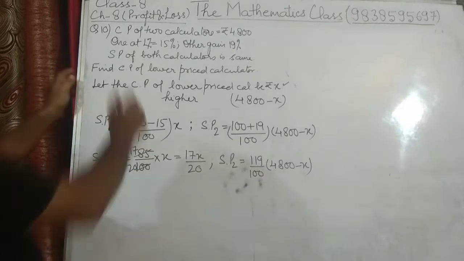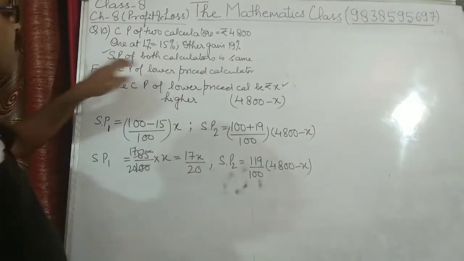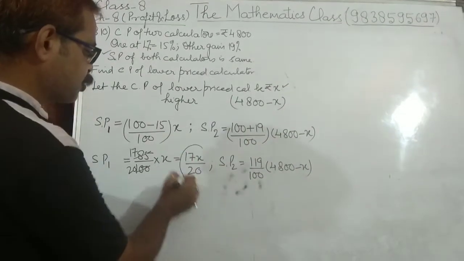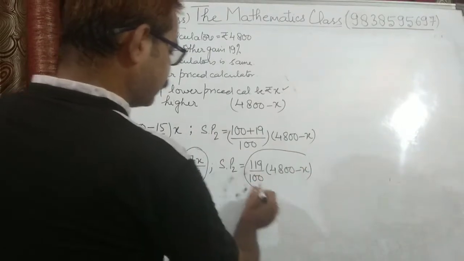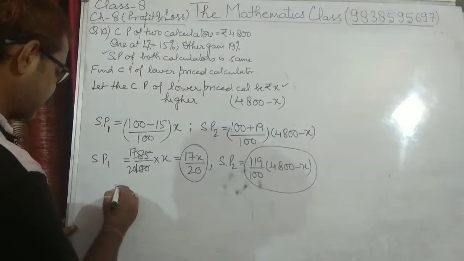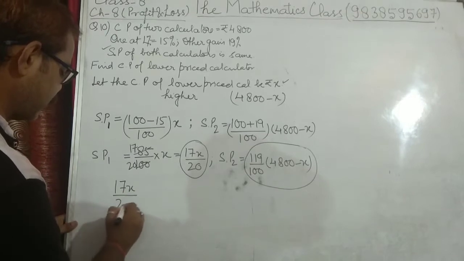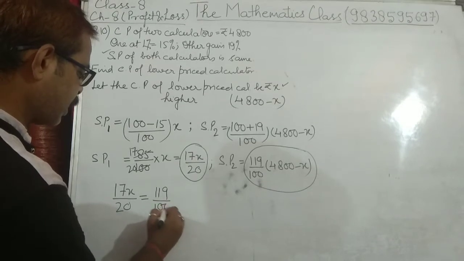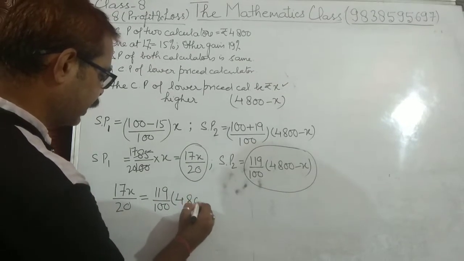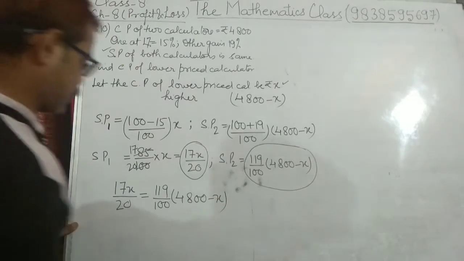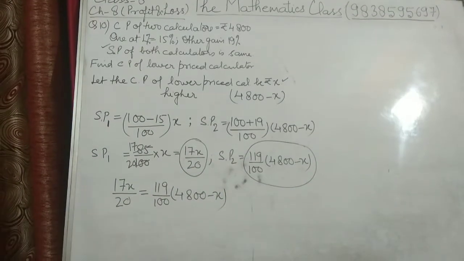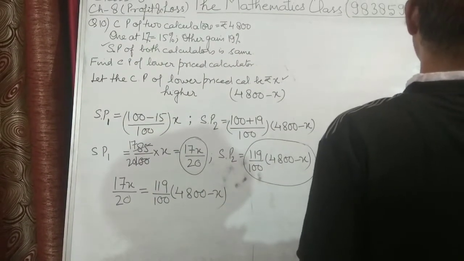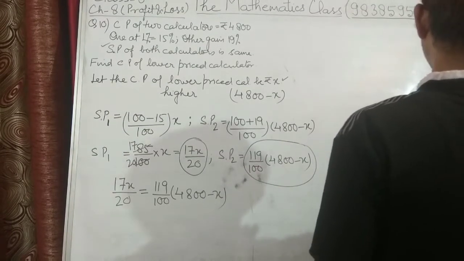Now as it is given that the selling price of both calculators is the same, we will equate this value and this value. Means these two values will be equated. That is, 17x upon 20 is equal to 119 upon 100 into 4800 minus x. Now we will calculate. Let's see, 119 is 17 into 7, 7 sevens are 49.